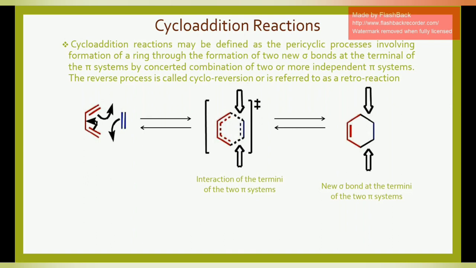Here we are taking a 4 pi electron system and a 2 pi electron system, and these will undergo a cycloaddition reaction and we will get a product that is having 2 pi electrons.